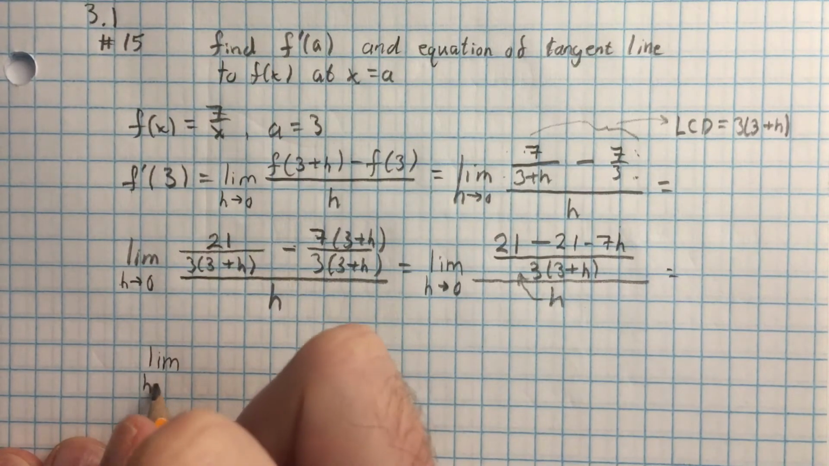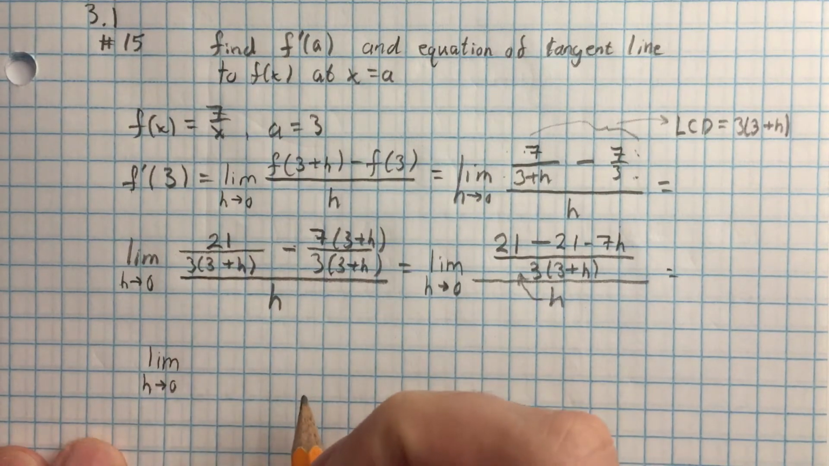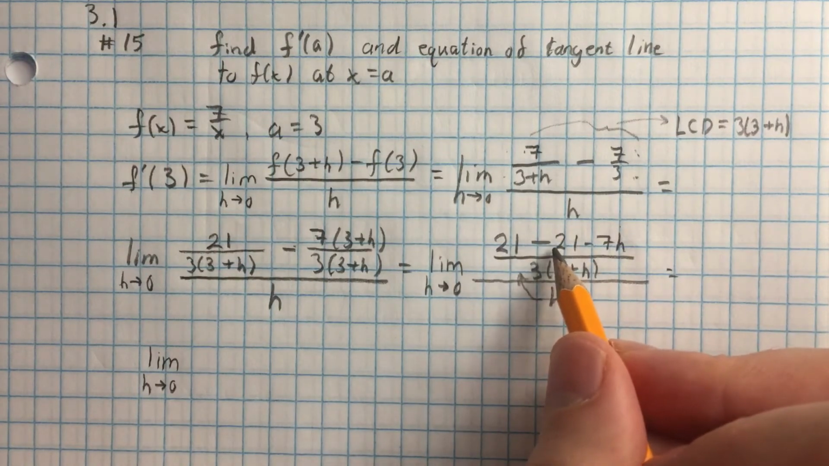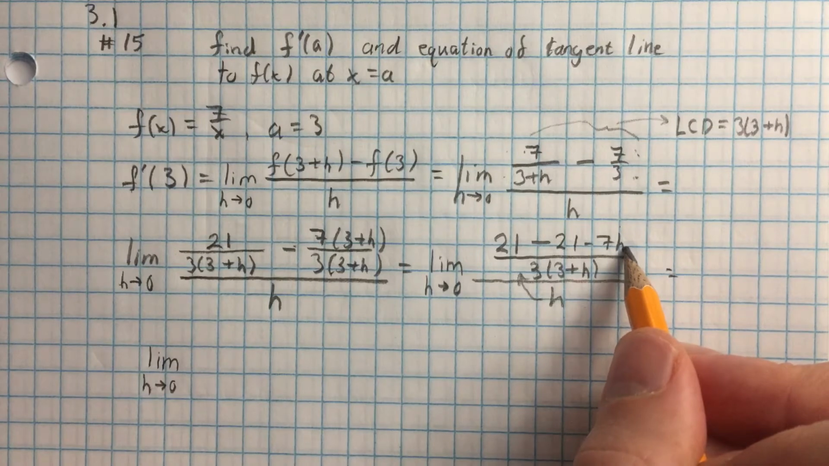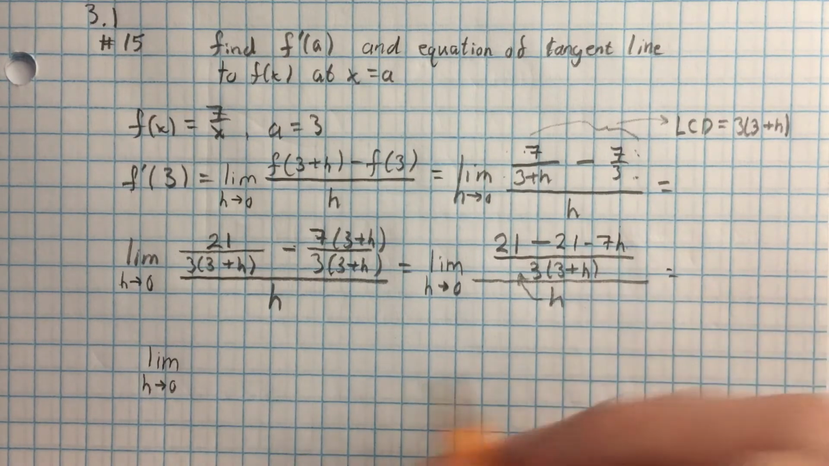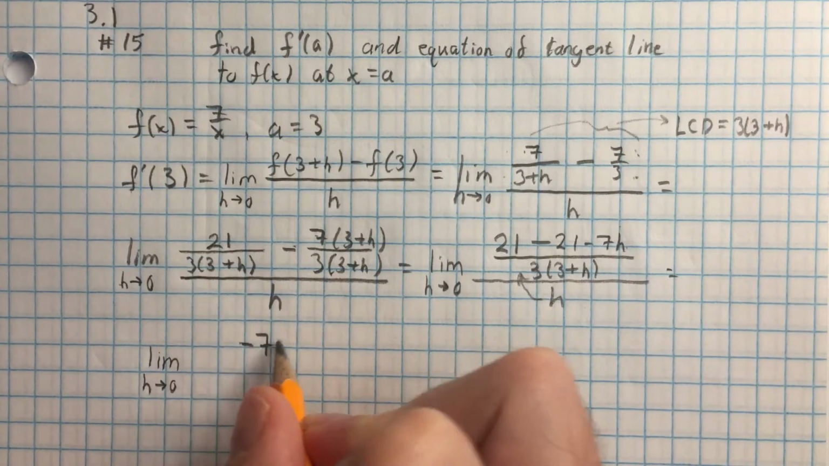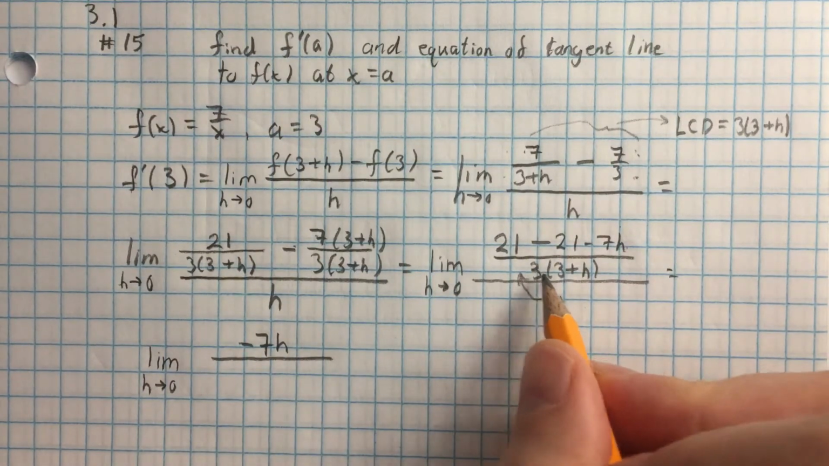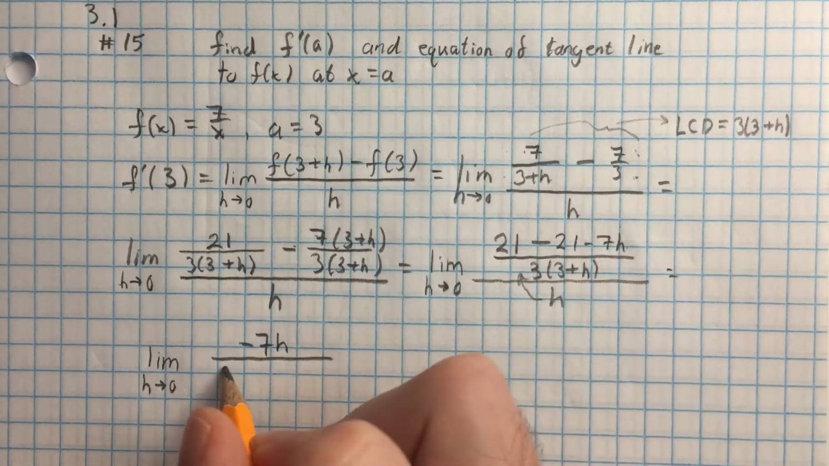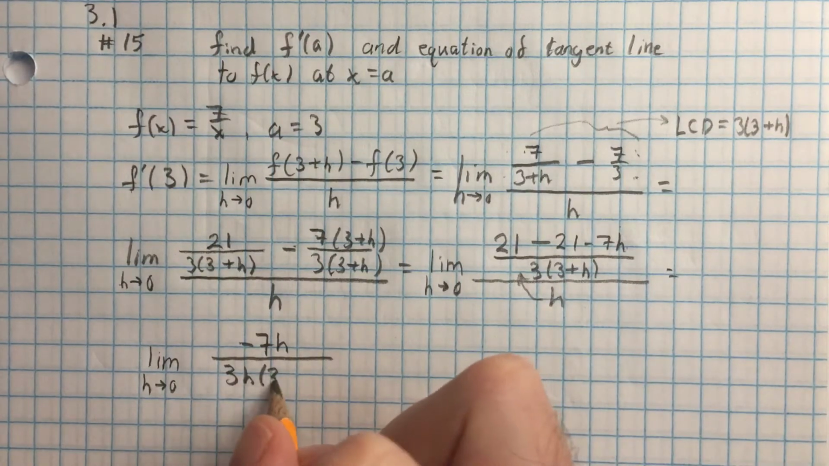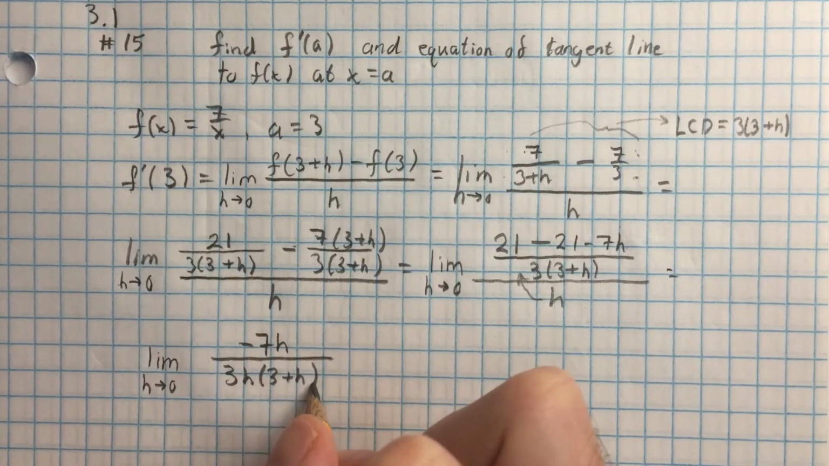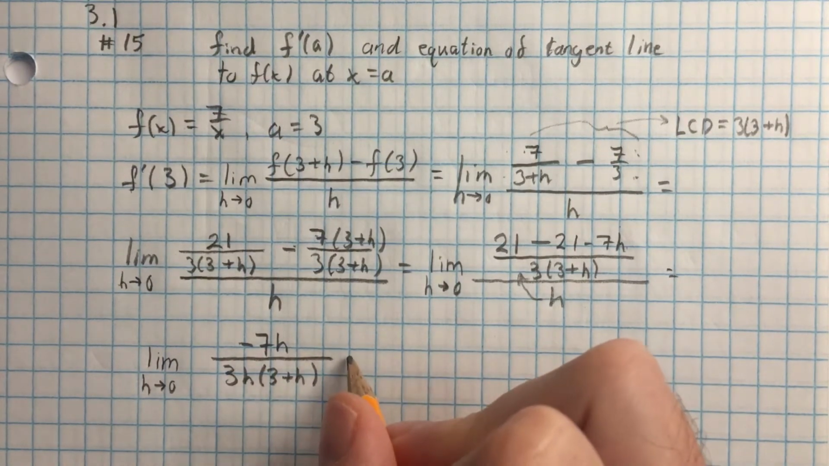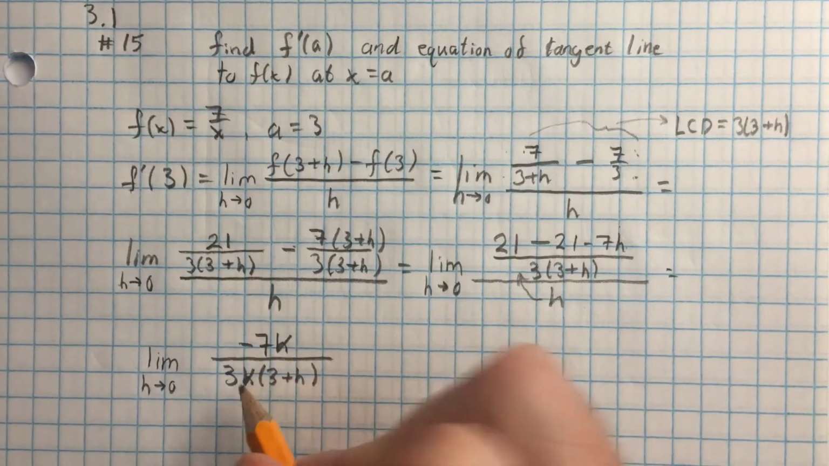So we'll have a limit as h approaches 0 of, putting it all together, 21 minus 21 is 0, of course, and there's our hidden factor of h revealing itself. We have negative 7h left over. And in the denominator, we have 3h, 3 plus h. Just common notation to put letters after numbers. All right, nevertheless, the cancellation is what's important here.